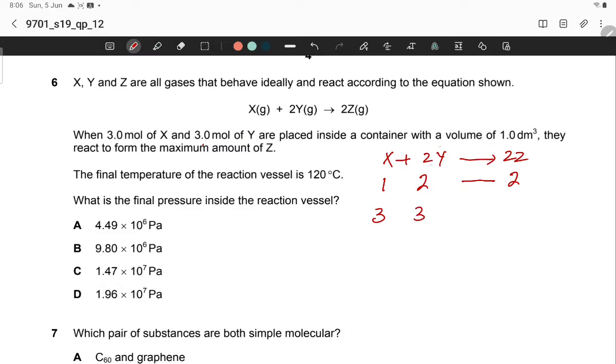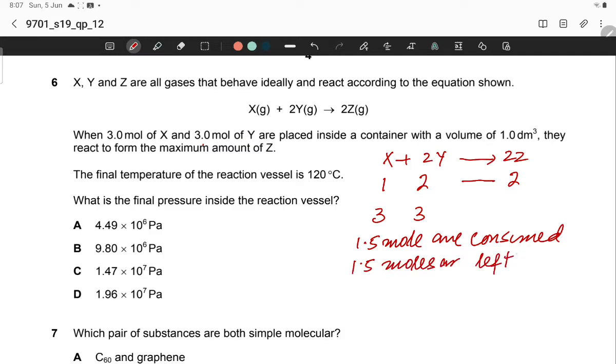React, it means 3 times 2/3 will be given, 1.5 moles are consumed, while 1.5 moles are left behind, left, and Y is the limiting reactant.